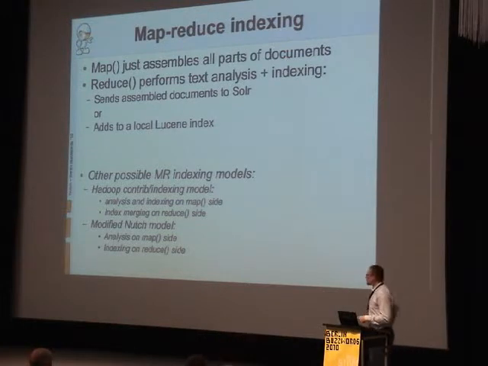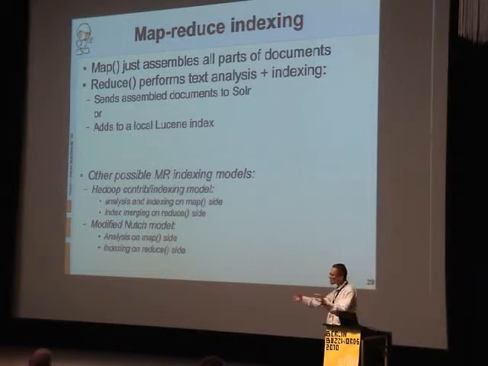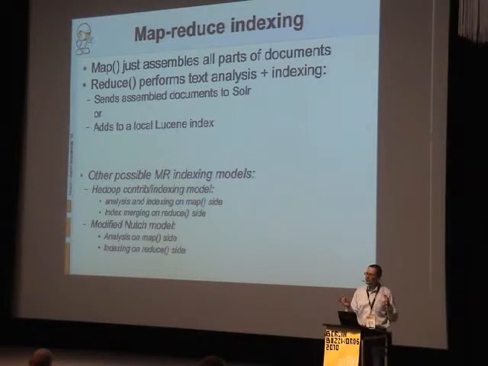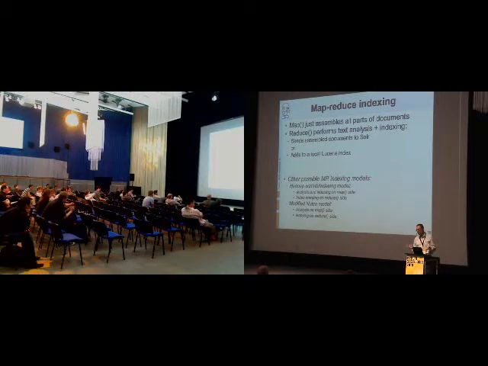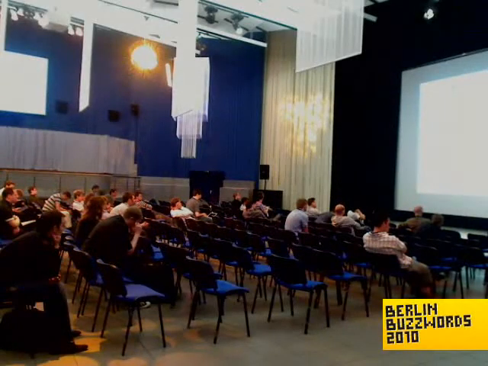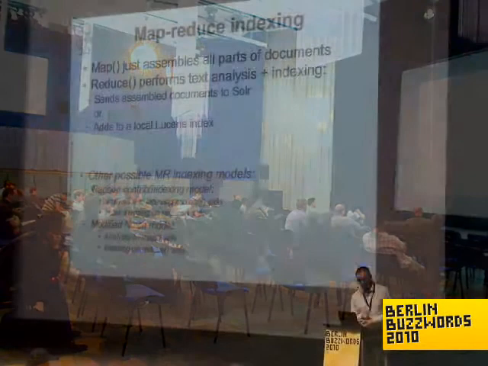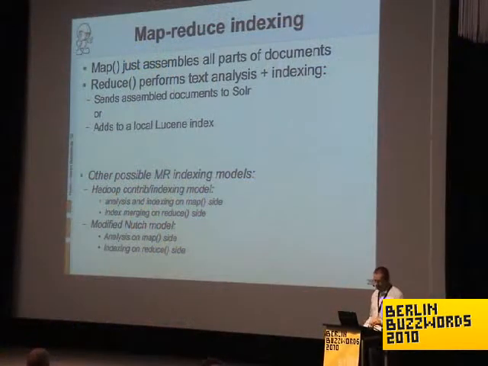Okay, good. So when it comes to indexing, Nutch implements MapReduce indexing. There are many models to implement MapReduce indexing, actually. And Nutch implements one of them, where Map simply assembles parts of the documents from the CrawlDB, LinkDB, and shards. And then text analysis is executed on the reduce side, as well as actual creation of a Lucene or Solr index. There are other possible MapReduce indexing models. There are existing implementations for them, and one day maybe they will be integrated with Nutch. Not yet.